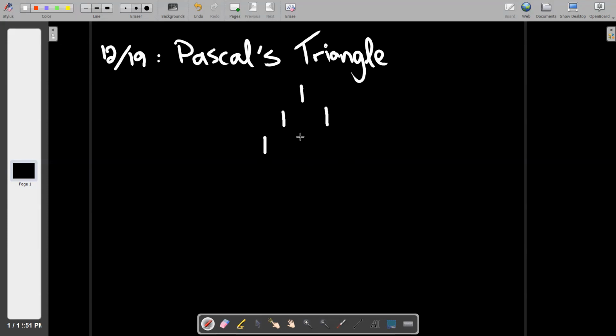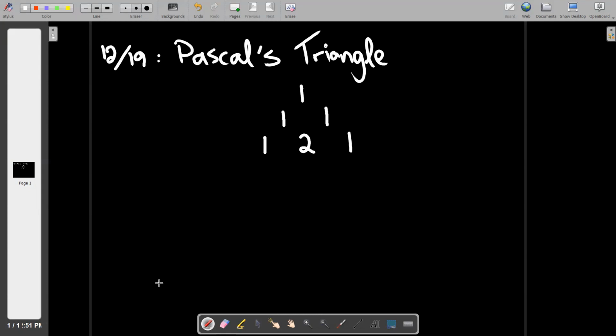So I'm looking at this space right here. I have to look up diagonally this way and diagonally this way. What is 1 plus 1? So that space is going to be filled in with the number 2. And then I'm going to complete this row with 1.